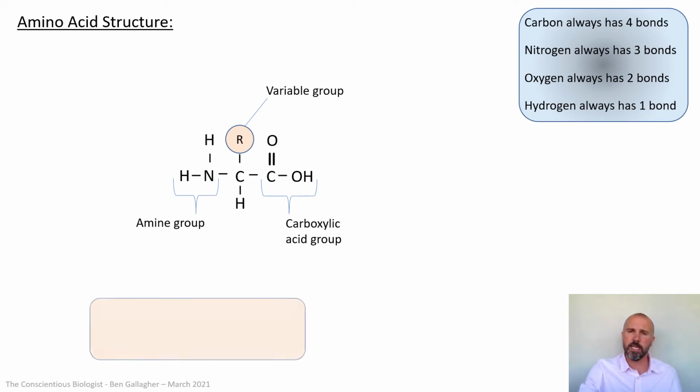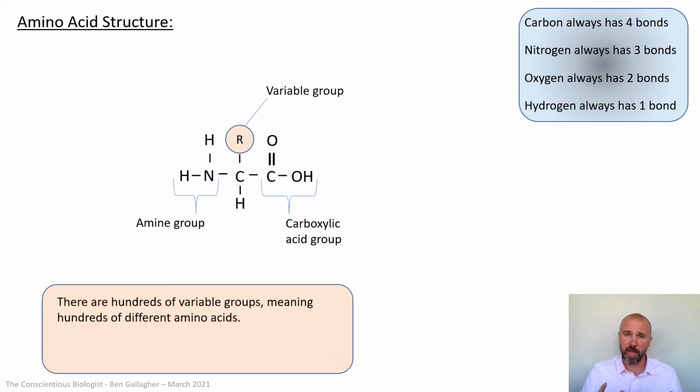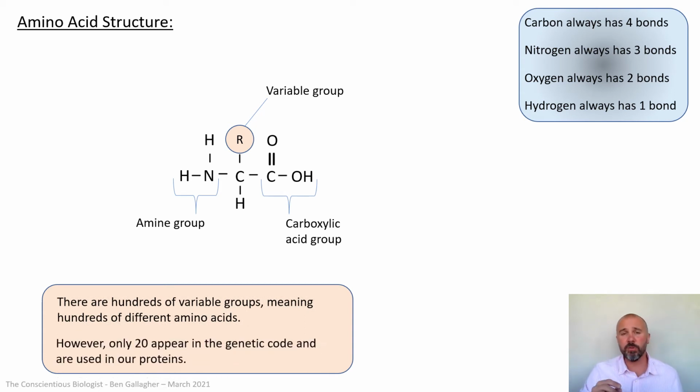Okay, now there's hundreds of different variable groups that exist. However, there's only about 20 that we need to know about. So whilst there are hundreds of different types of amino acids, there's only 20 amino acids that are coded for by our genetic code that we use and we incorporate into our proteins. So take a screenshot of this, but you must be able to draw out an amino acid structure just like up there.